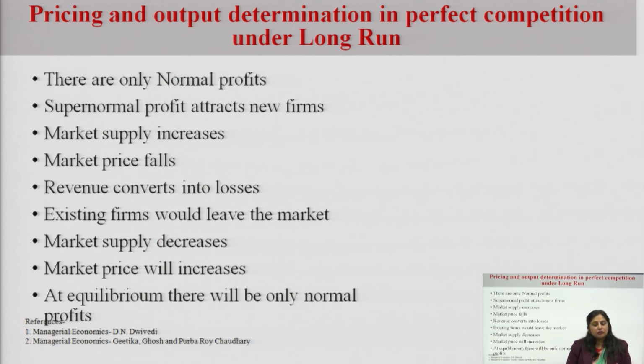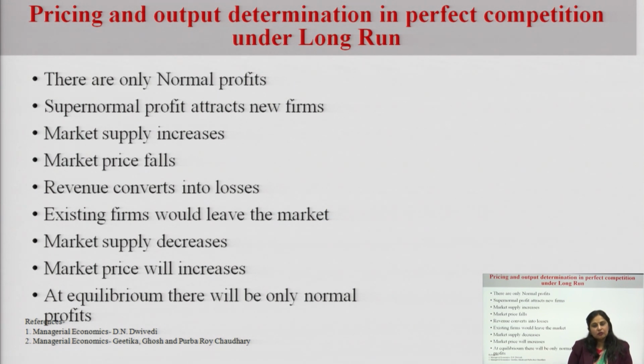If they see that there is huge profit in this industry, new entrants would be attracted to the industry and they will enter it. So the supply will increase. When the supply increases, the market price will decrease, and if the market price decreases, the revenues of the sellers will decrease. Earlier they were having supernormal profits, but now they will have losses, because their revenues will decrease so much.